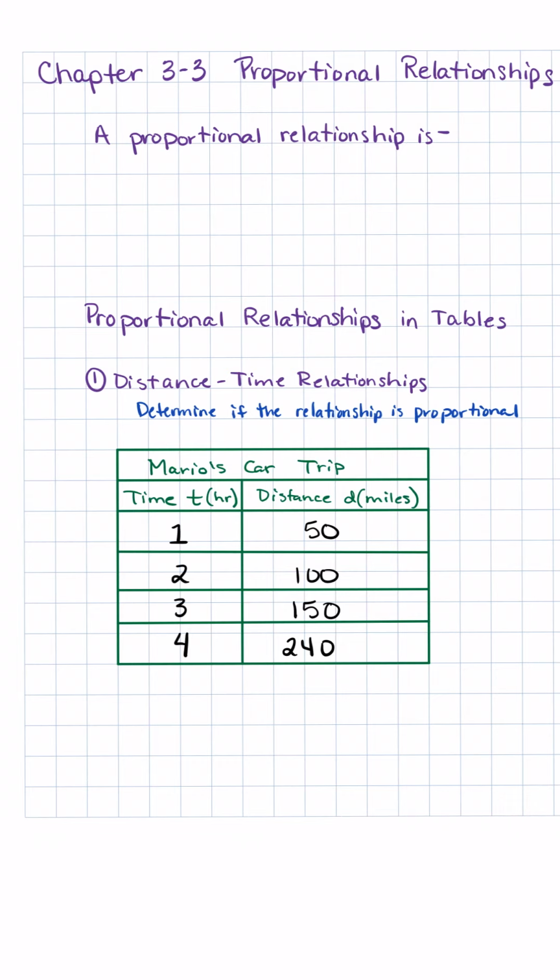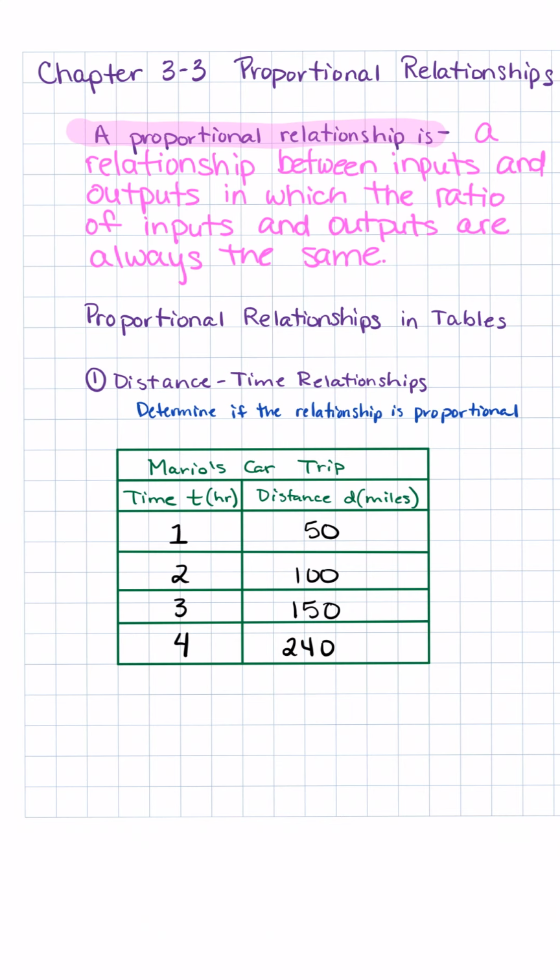A proportional relationship is a relationship between the inputs and outputs in which the ratio of inputs and outputs is always the same. Okay, so now let's take a look. Distance versus time relationship. So determine if the relationship is proportional.